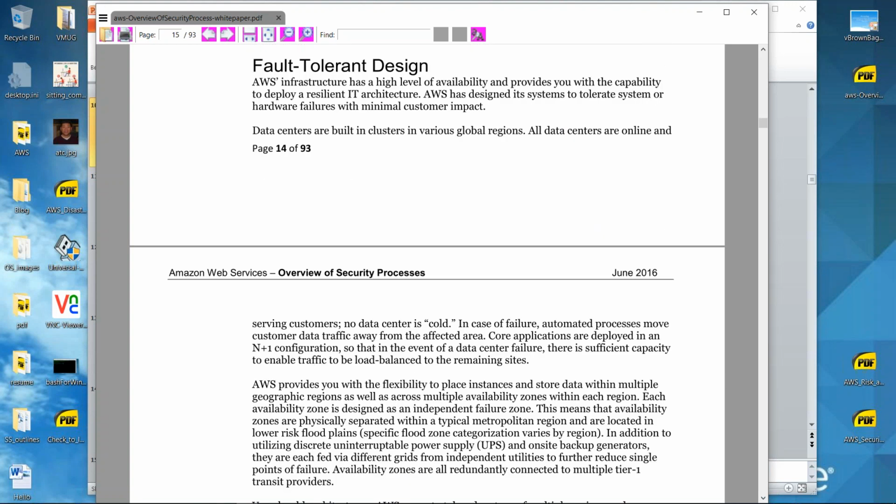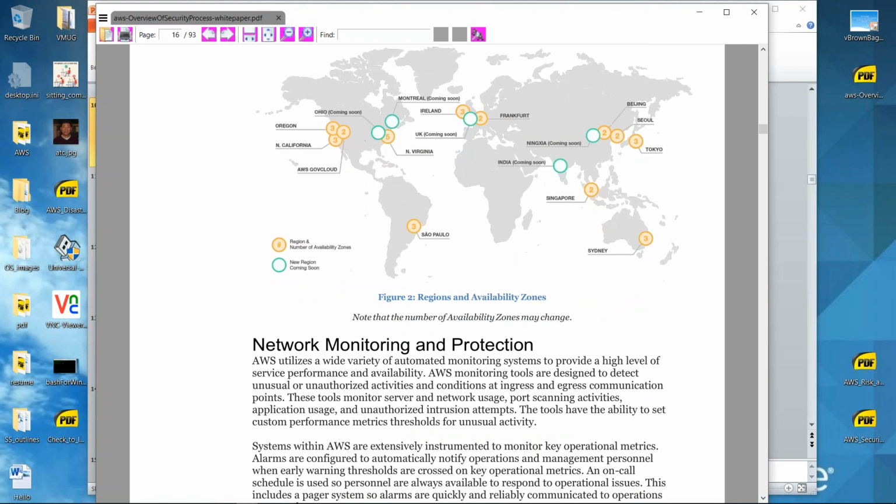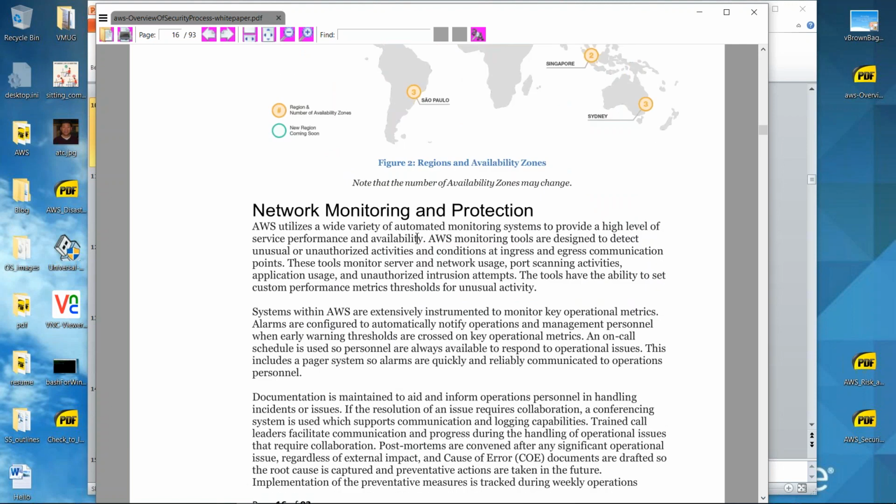The next thing is we move on. It talks about different regions. It talks about the monitoring and protection. I think it is important to know that AWS utilizes a wide variety of automated monitoring systems to provide a high level of service performance and availability. And again, this is one of the security basics, that the system or the data has to be available.